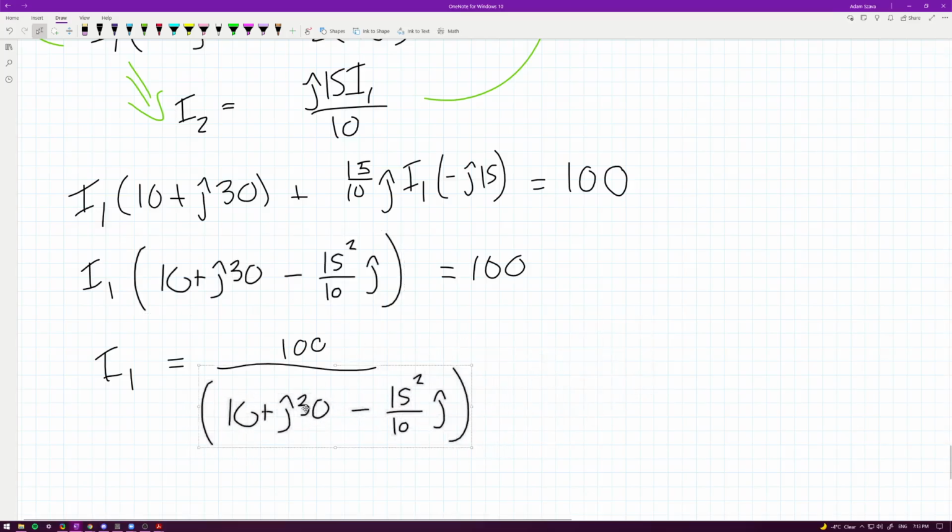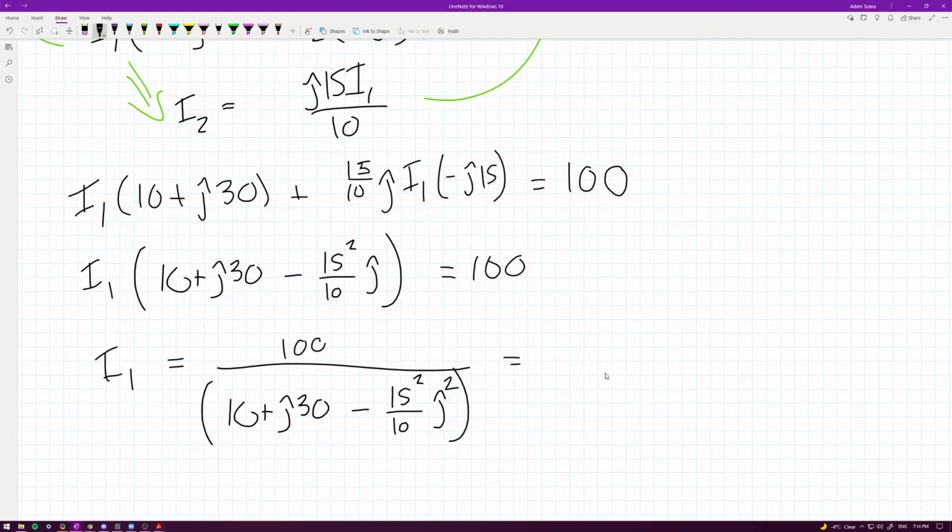Just rearrange that there. I got a little bit of luxury. Yes, you are right. There's a J squared there. That is J squared. 15 squared over 10, J squared. Yeah, you're right. So the J's also multiply.